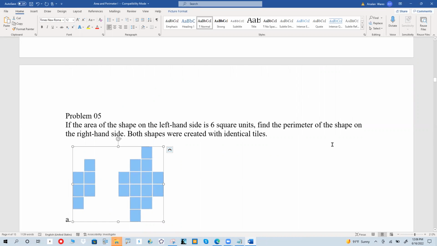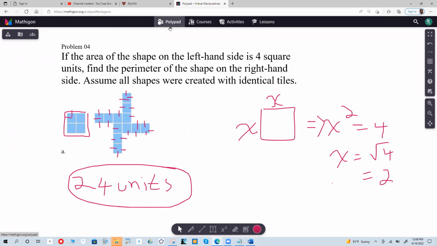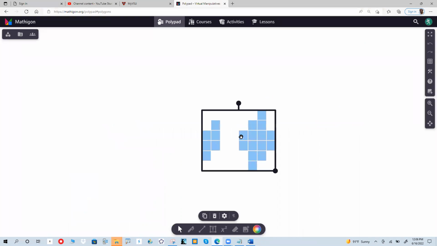So I'm going to take the shape and do it on my Mathigon Polypad. And I'm going to take this picture. But before I take the picture, let me read the text. If the picture on the left is 6 square units, find the perimeter of the shape on the right. Same deal, different picture.